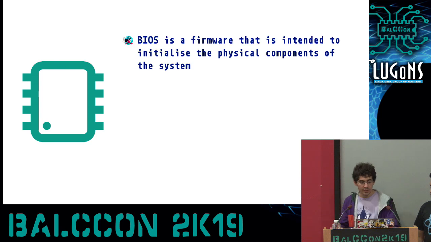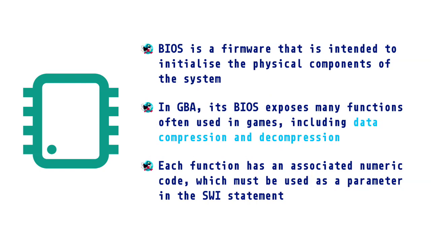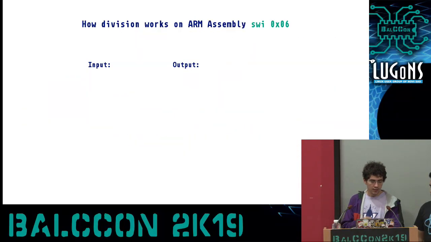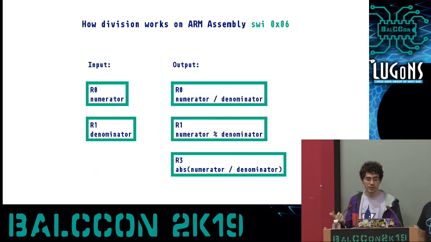Well, BIOS is a firmware that is intended to initialize the physical components of the system. In GBA, its BIOS exposes many functions often used in games, including data compression and decompression. Each function has an associated numeric code, which must be used as a parameter in the SWI statement. For example, there is a SWI code to use the divide operator. To call it, you just need to use the SWI with the number 6 and send the parameters to the registers. R0 is the numerator and R1 is the denominator, and the output of the divider will be saved in the registers.